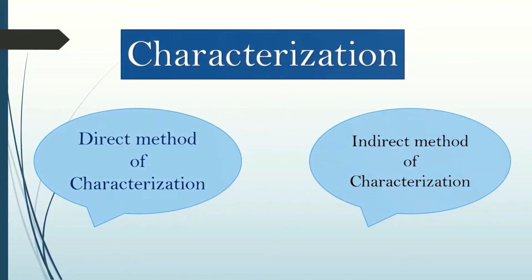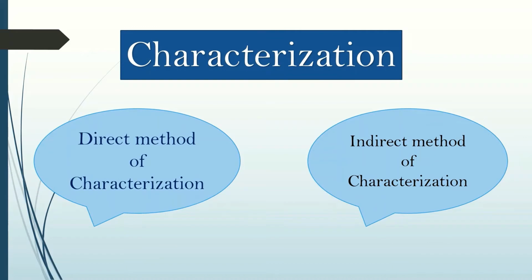Viewers, the presentation of those characters is called characterization, and we have two different methods of characterization. One is the direct method of characterization, and the other is the indirect method. In the direct method, the writer himself introduces the characters. He gives us the information about the characters, while in the indirect method of characterization, the characters introduce themselves.